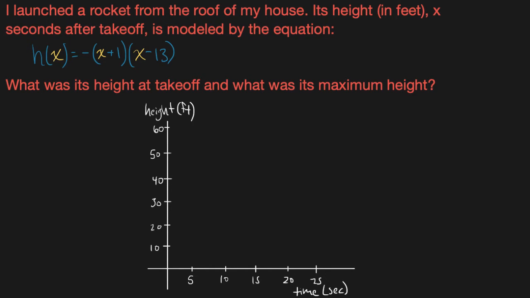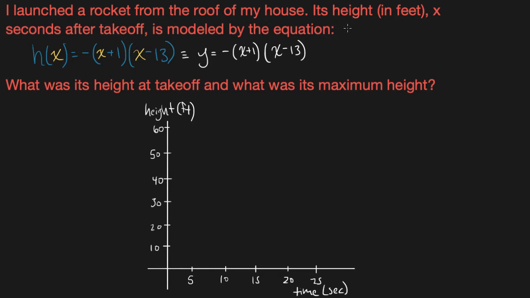So a couple things before we dig into this. This is function notation. We've seen it before. It's equivalent to writing y is equal to negative x plus 1 times x subtract 13. It just illustrates that we are substituting in a value for x and that the output, or h in this case, is dependent on the value for x. H depends on x. Y depends on the value that we substitute for x. It's just a different notation.